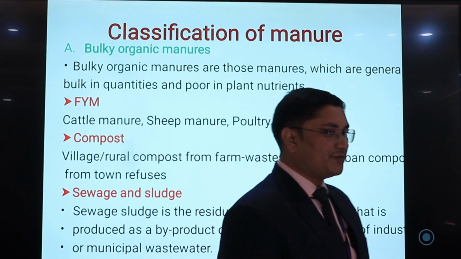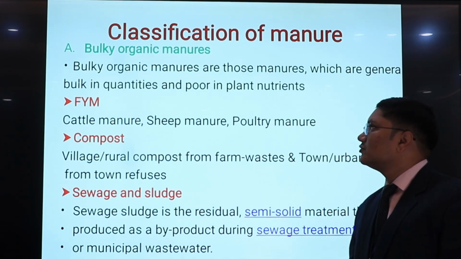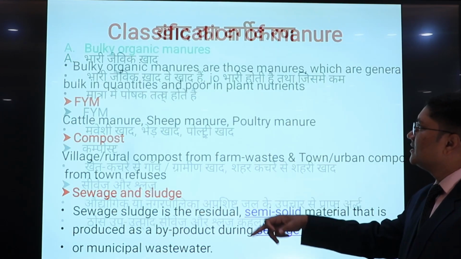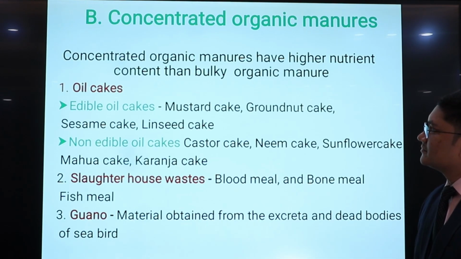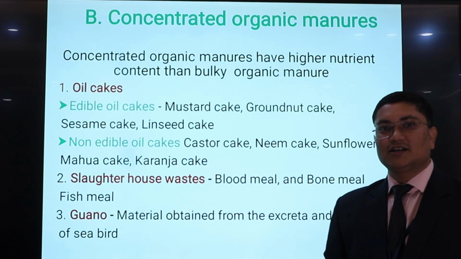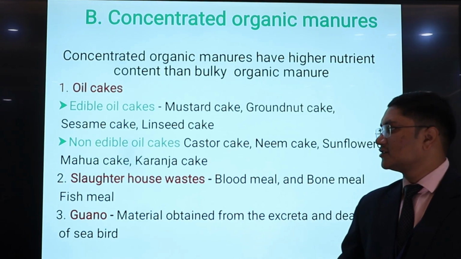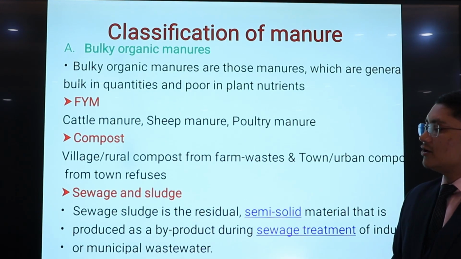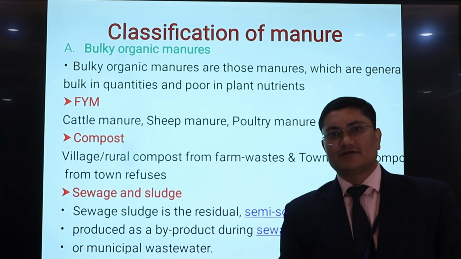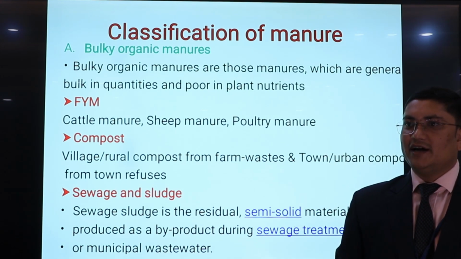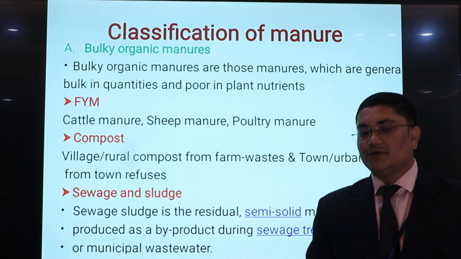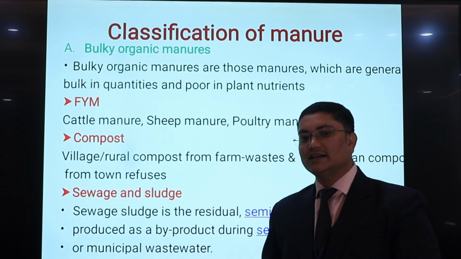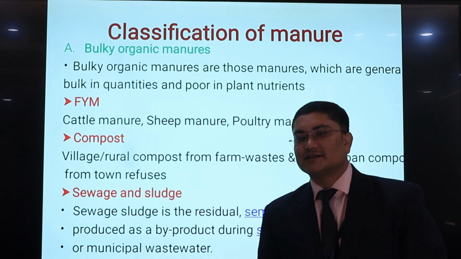In the classification of manure we have two broad terms. The first is bulky manure and the second is concentrated manure. These are the two major classifications of manure. First we start with bulky organic manure, which we need to provide in bulk quantity, but which provides a very small amount of nutrients.